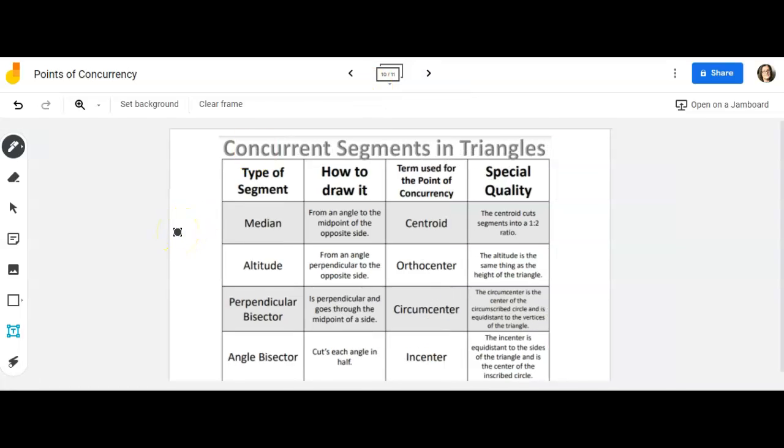Alright, so pause the video for a minute. You might want to snap a picture of this because this will be very nice to have later on. This gives you the name of the segments, how to draw those segments, what their point of concurrency is called, so this is vocabulary here, and then what's special about either the circumcenters or possibly the types of segments that we're drawing.